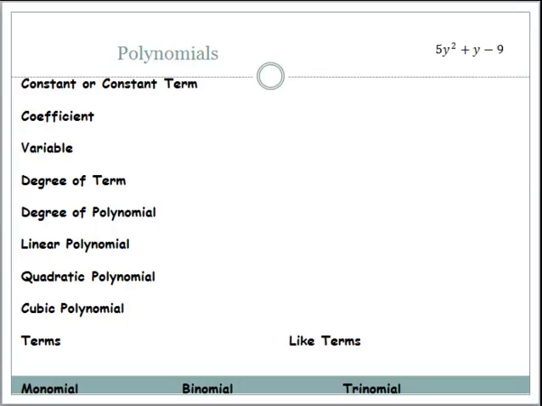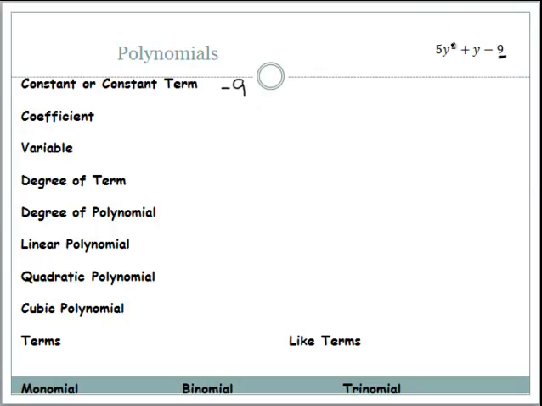Now we get to talk about polynomials. Polynomials are a collection of terms, which means terms separated by plus or minus. So if you look at this example, we have a plus here and a minus here. All of these are considered terms of the polynomial. The constant or constant term is the number that doesn't have a variable. So in this particular problem, the -9 is the constant.